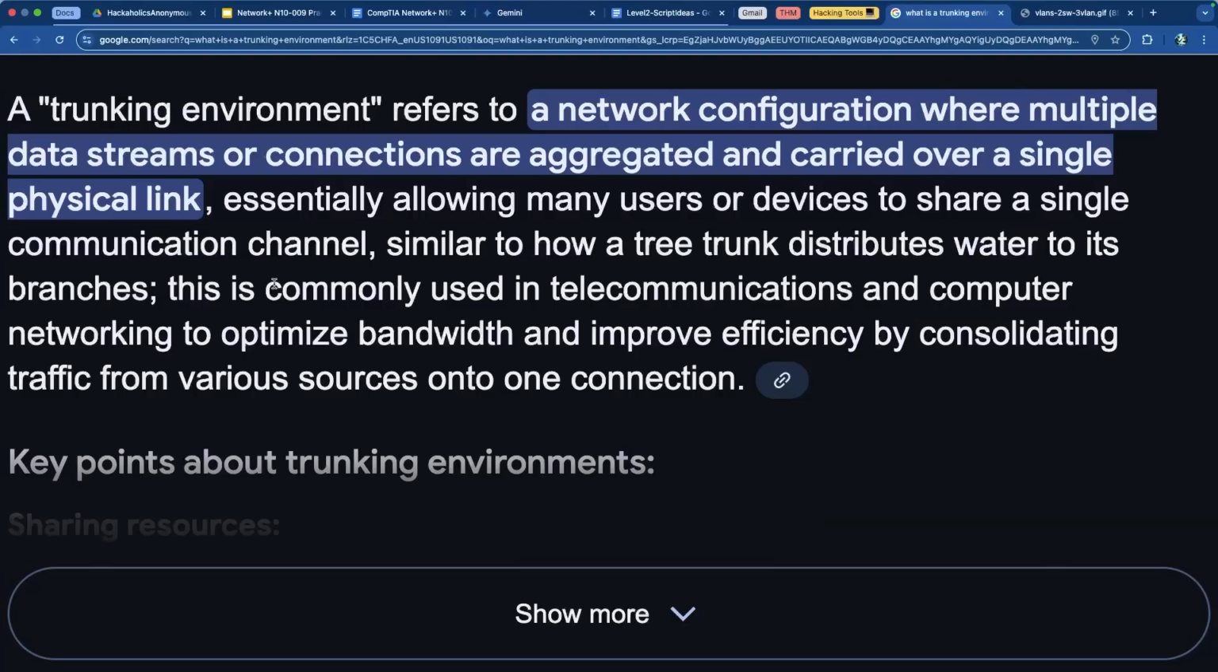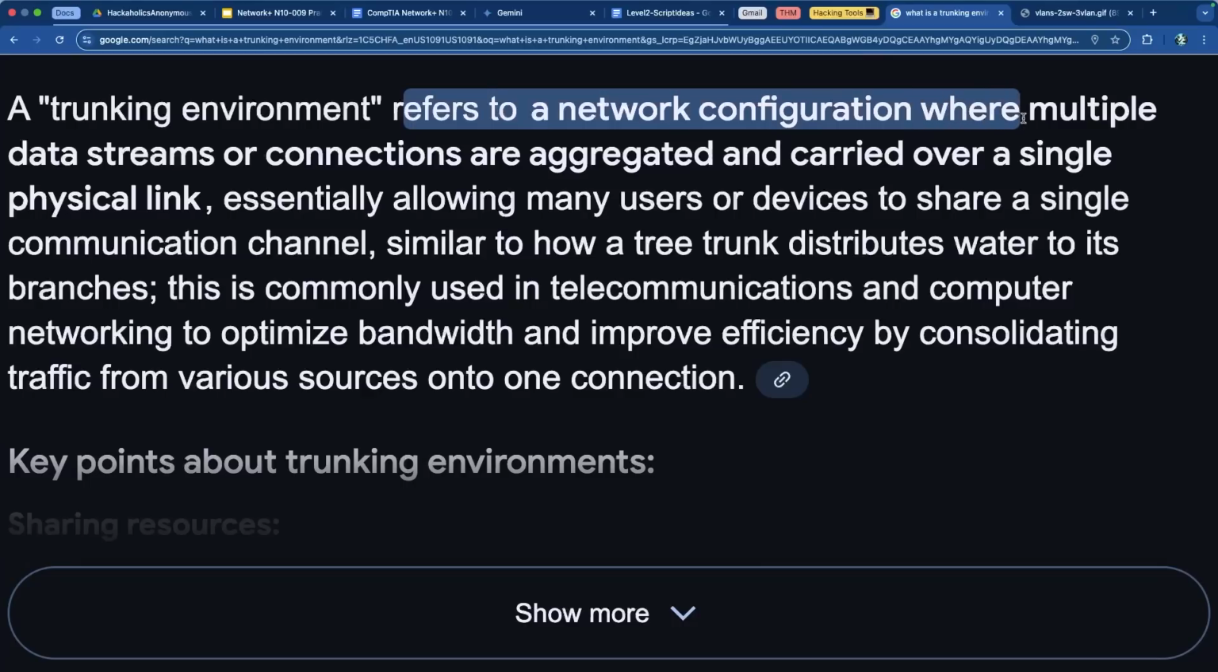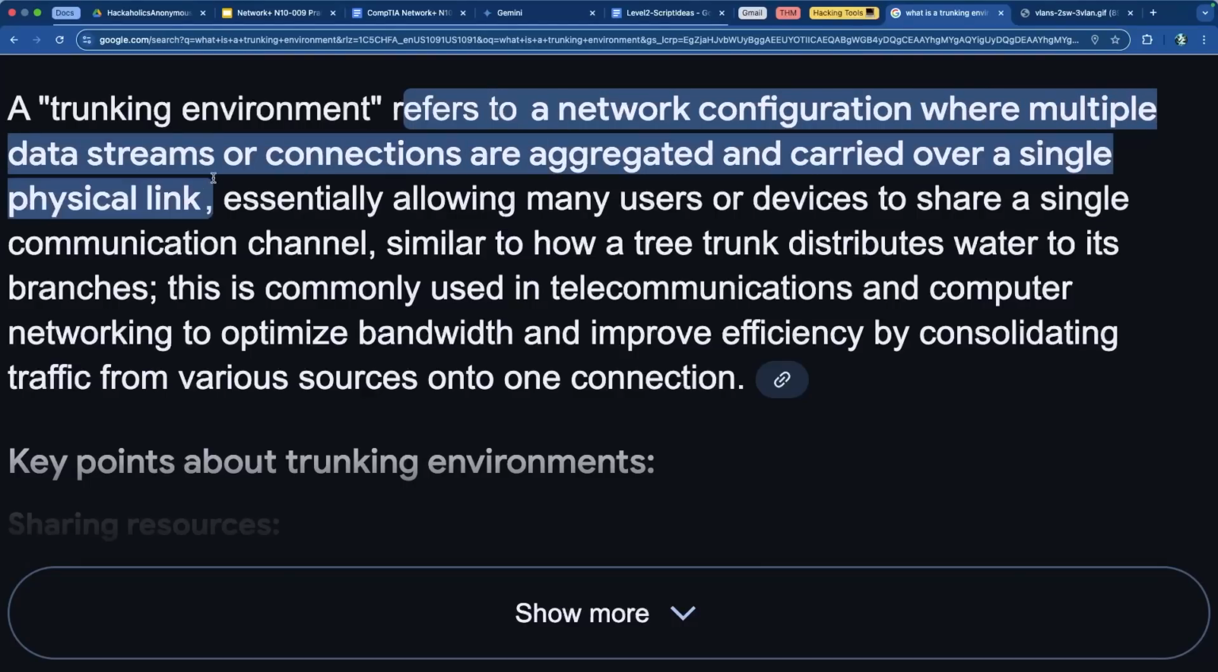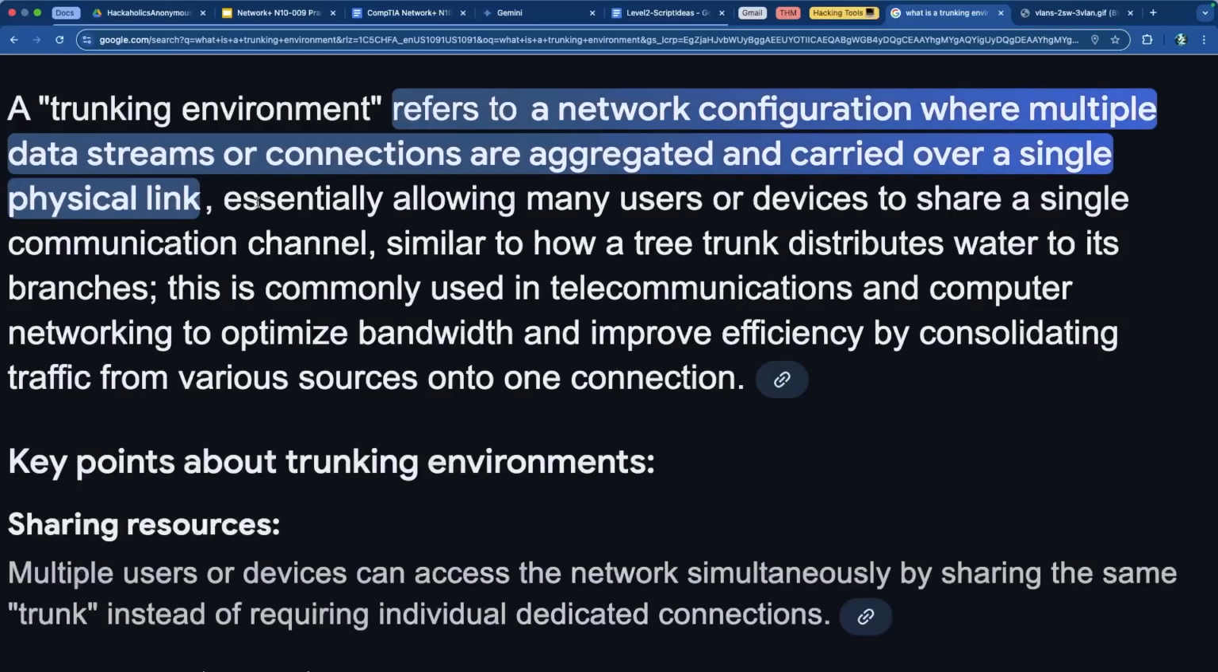I also just want to share trunking in a little bit more depth with you, because you will be hearing about trunking more frequently as you go into networking. There's a trunking environment, and then there's also the trunking protocol. A trunking environment refers to a network configuration where multiple data streams or connections are aggregated and carried over a single physical link, essentially allowing many users or devices to share a single communication channel, similar to how a tree trunk distributes water to its branches.